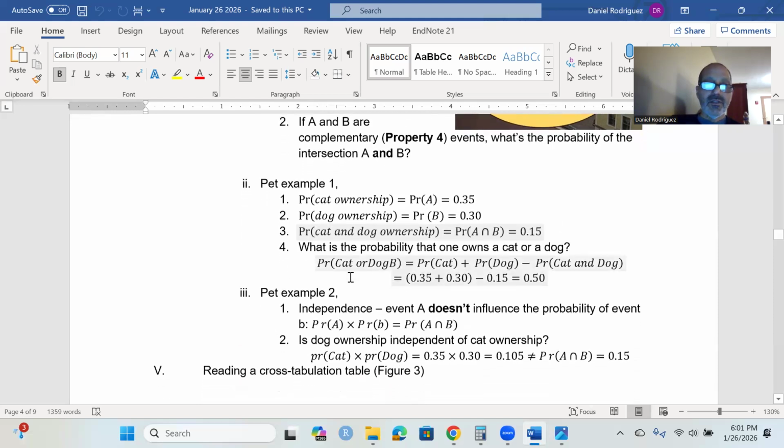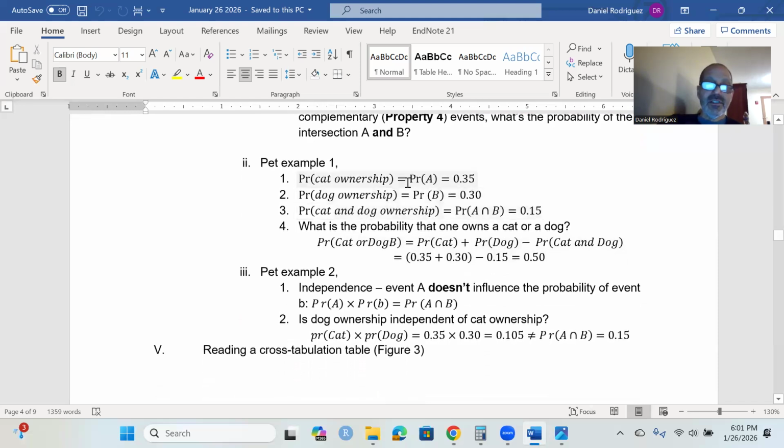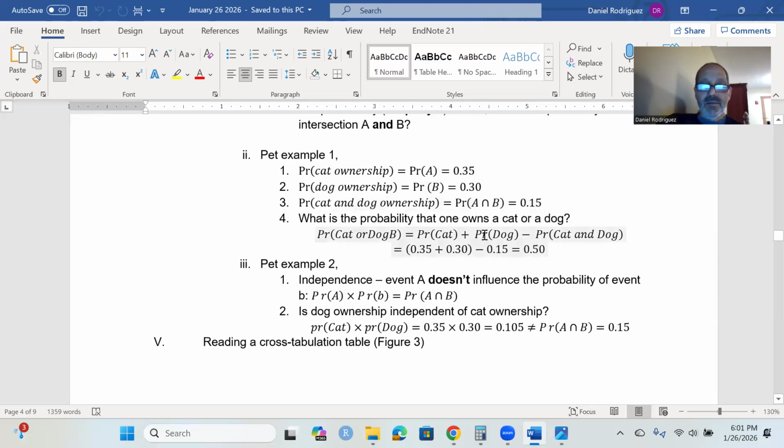Okay. Let's do a little example here. Here's the pet example. What's the probability of cat ownership? Well, it's 0.35. So let A equal cat ownership and let B equal dog ownership. The probability of cat ownership is 0.35. The probability of dog ownership is 0.30. And the probability that somebody owns a dog and a cat, and we use this inverted U to mean the intersection, is 0.15. So what's the probability that one owns a cat or a dog? Well, in this case, we can add them together, but we have to subtract the probability of their joint occurrence because they do co-occur. We got 0.5.